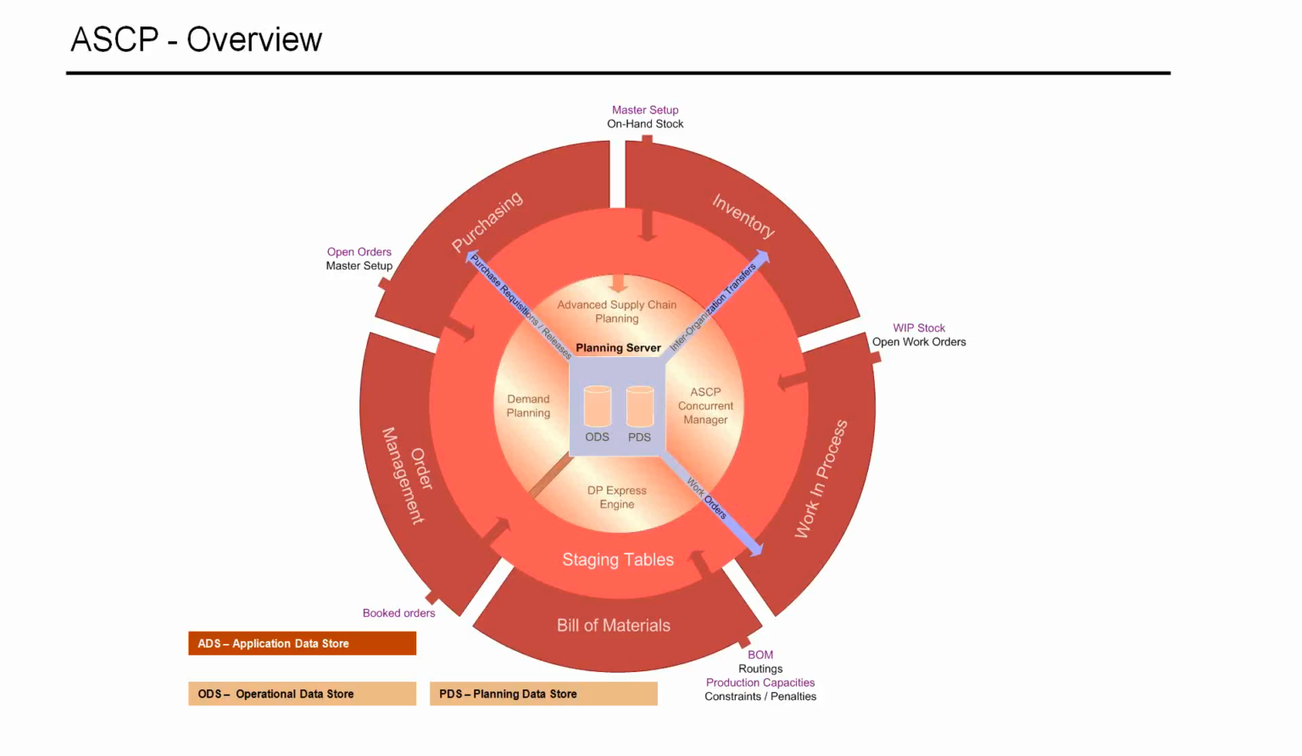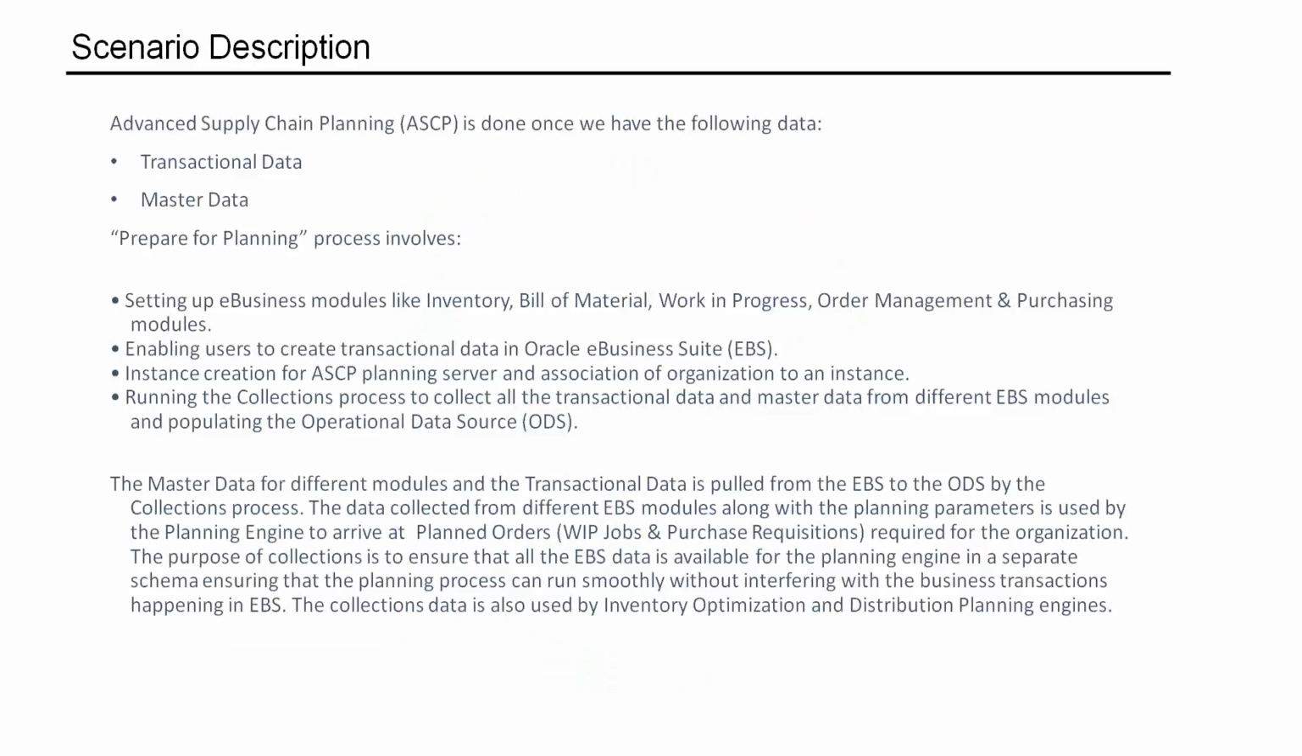I will move ahead to the next slide, which is the scenario description of ASCP. As I said, ASCP deals with two kinds of data. One is the transactional data, one is the master data. The transactional data is the data which comes out of the business on transacting the material. For example, inventory transactions like move orders or any miscellaneous transactions. Or maybe in order management, the sales orders, the picking and shipping of sales orders. Those are the transactional data. What are the master data? The master data are, for example, the customers, the suppliers, the items. All these are the master data.